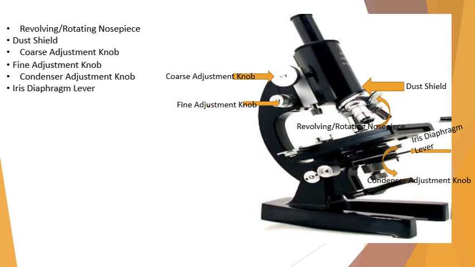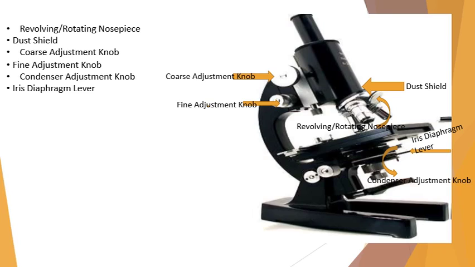The next one is the fine adjustment. Here we have a fine adjustment, the smaller knob for delicate focusing, which brings the object into perfect focus. So we use fine adjustment when we have a blurred view of the specimen, and by using fine adjustment we can make the view clear.